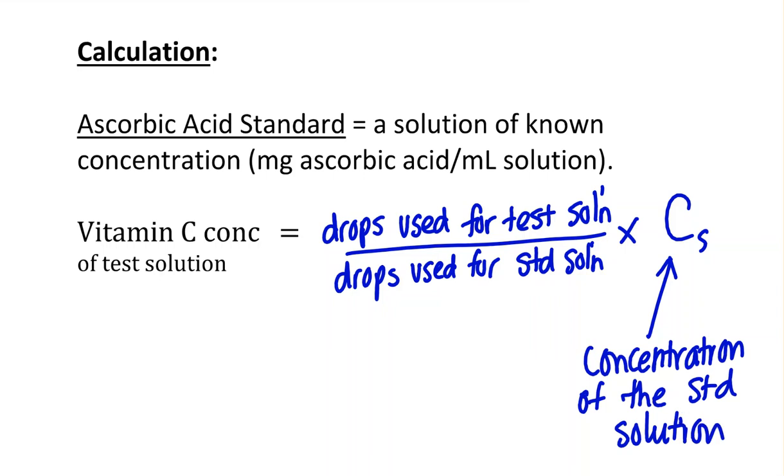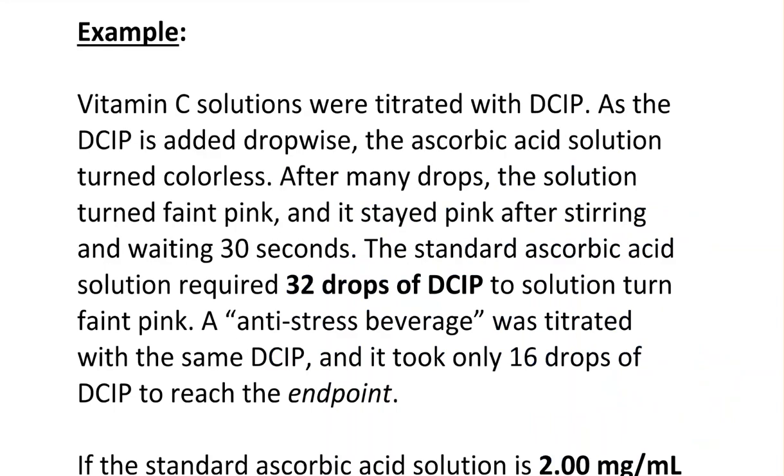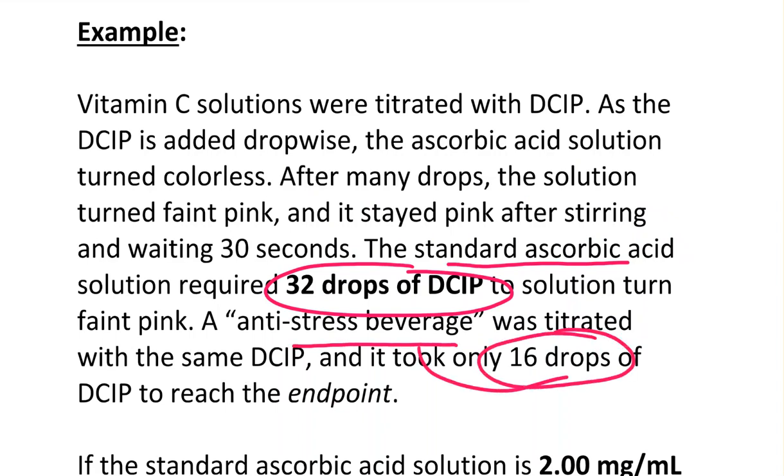Okay, let's do an example problem. This example, pretty much most of these words are just saying how the titration is performed. We're going to hone in on these numbers, that the standard required 32 and our anti-stress beverage, this is our unknown, required 16 drops. We also are given the concentration of our standard.